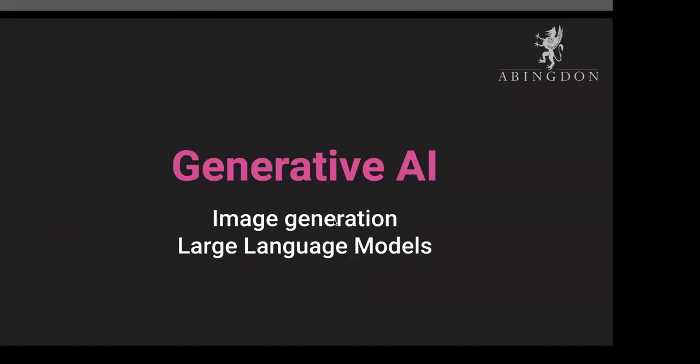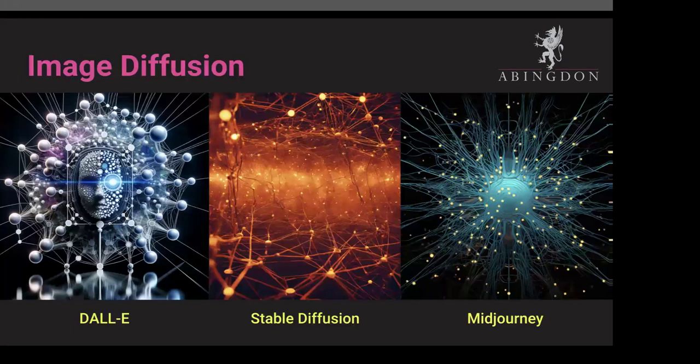So let's talk about generative AI. I want to talk about two main topics today. One of them I'm going to go over relatively quickly, and that's image generation. And then we'll talk about large language models after that. Okay, so image diffusion. There are three main competitors in this market at the moment.